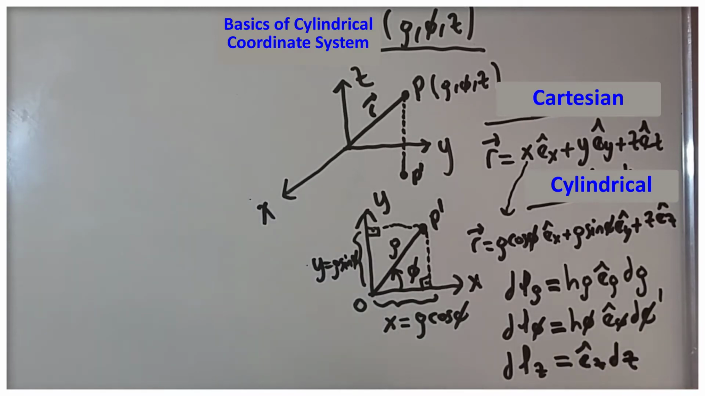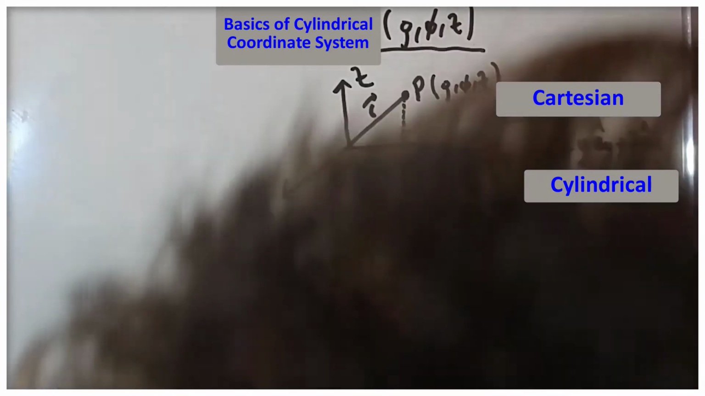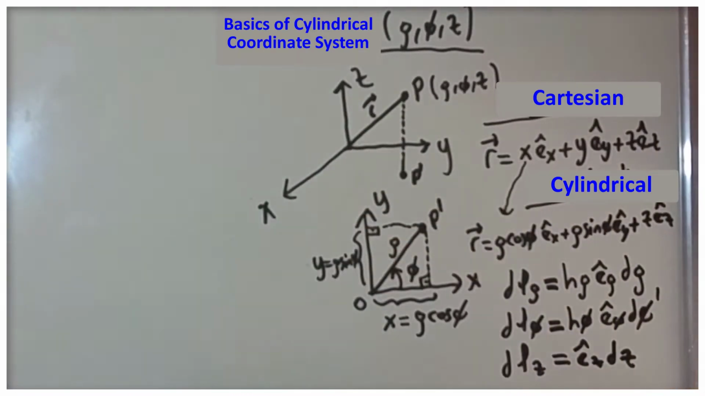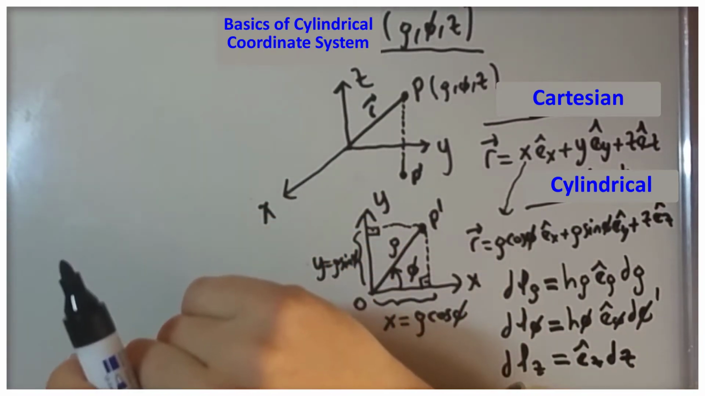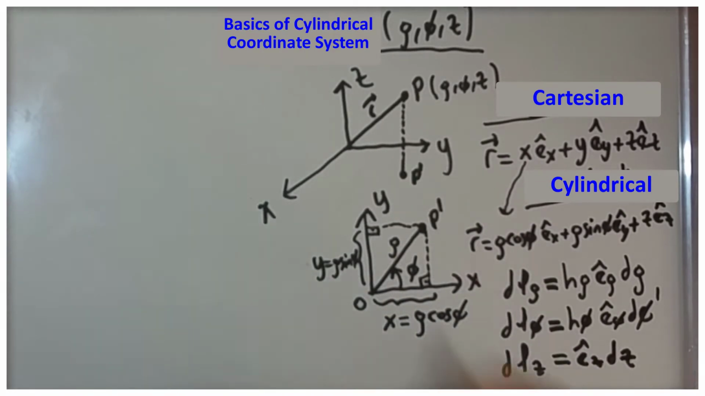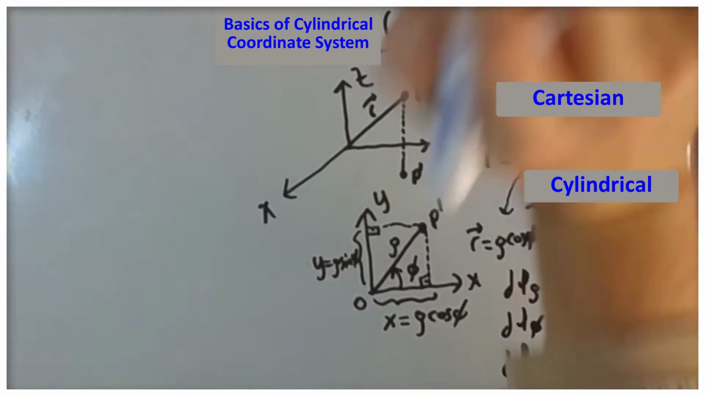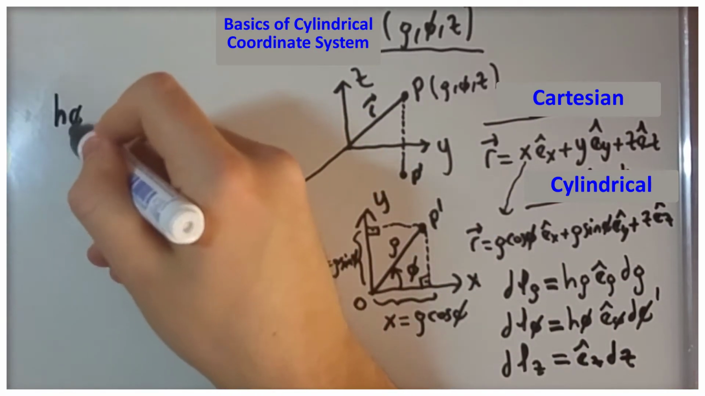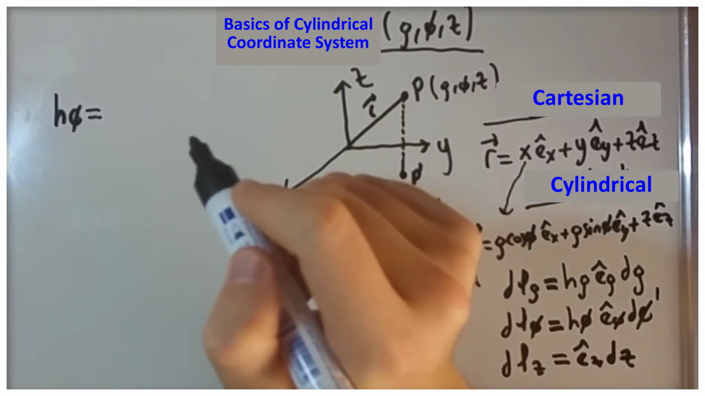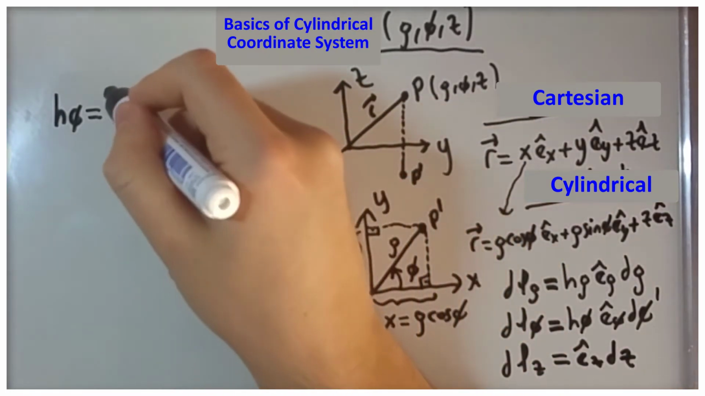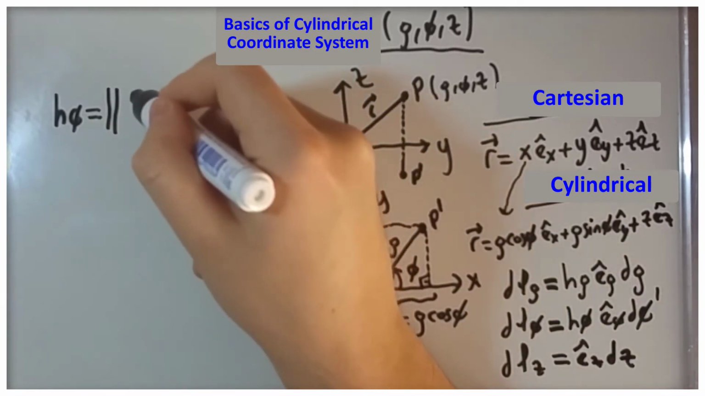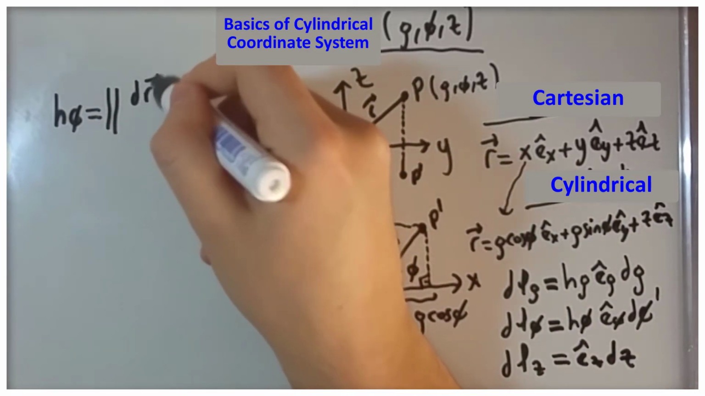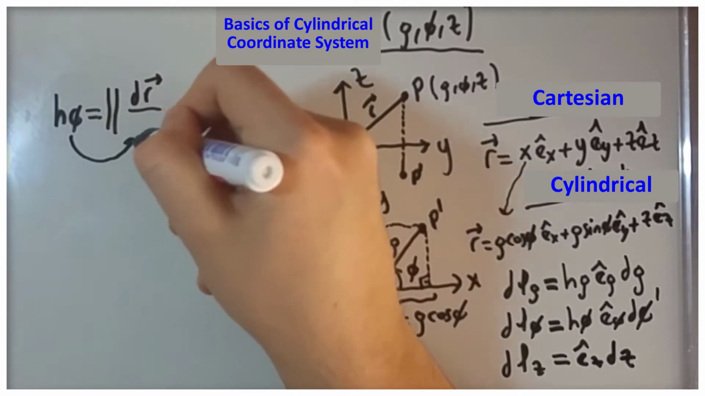Likewise, I have to say that dlz is actually in the form of hz, ez, and dz, but since the metric coefficient is 1, I did not need to mention it here. Now let's talk about the metric. Let's see how we can find it. The formula for the metric, for example if I want h phi, is to find the magnitude of the derivative of the position vector r with respect to phi.